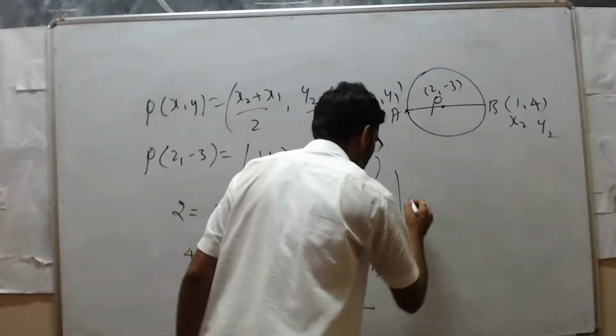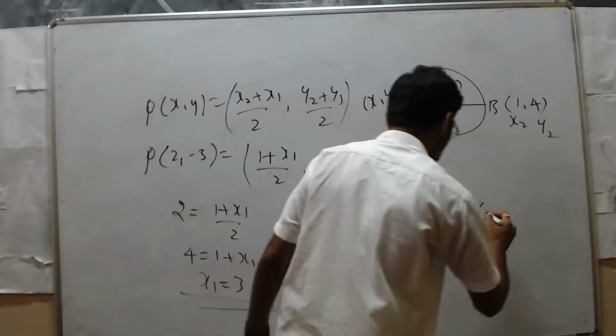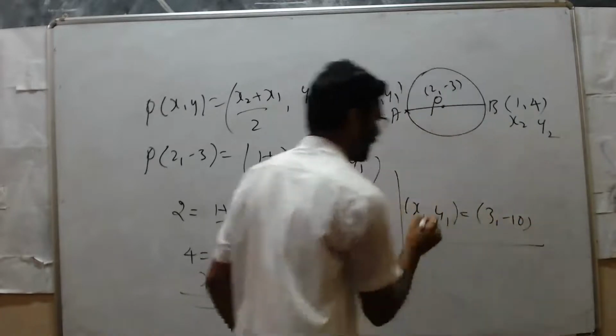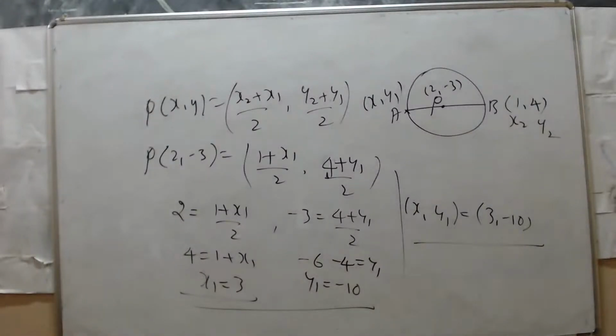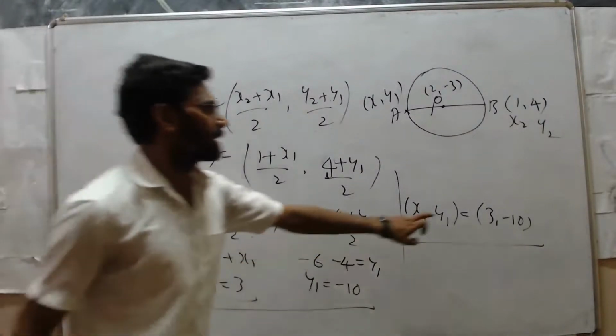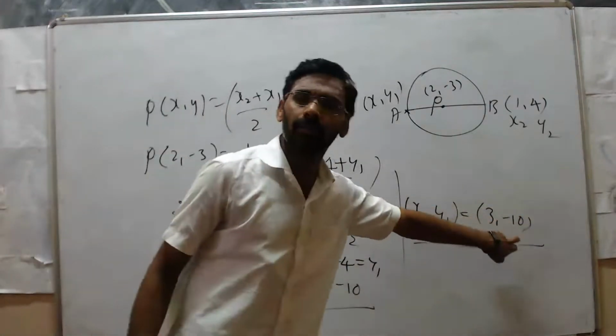Therefore the coordinates of x1 y1 are 3 comma minus 10.